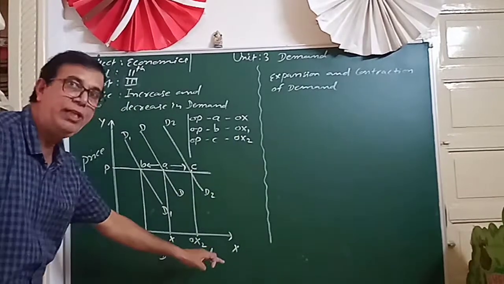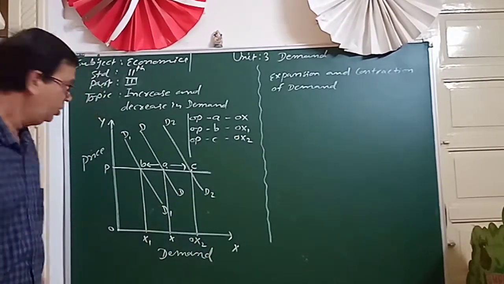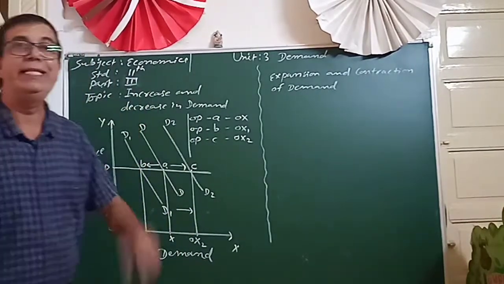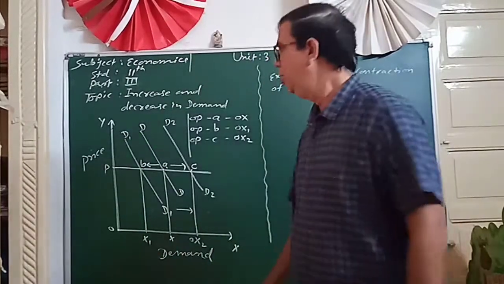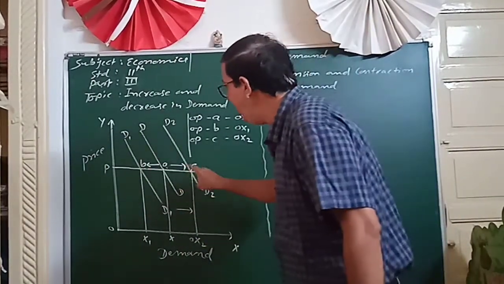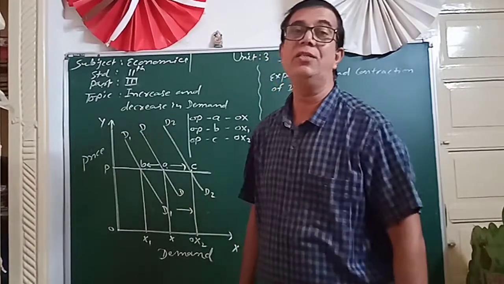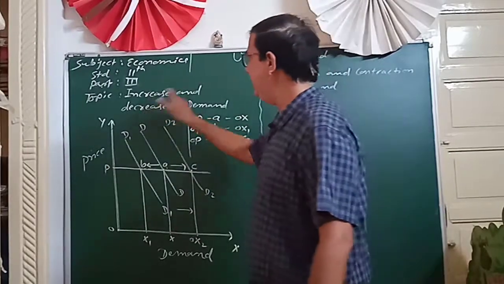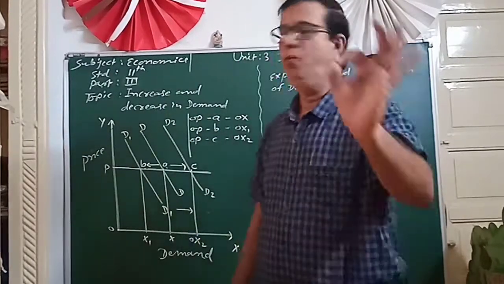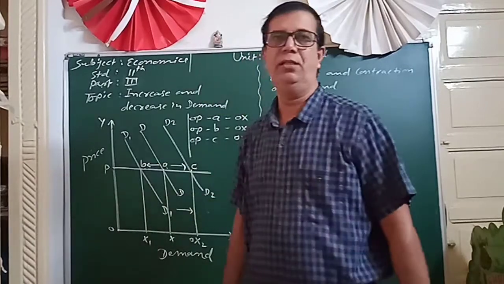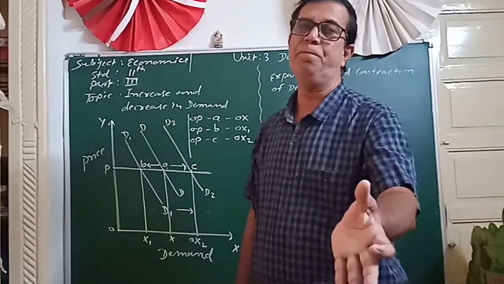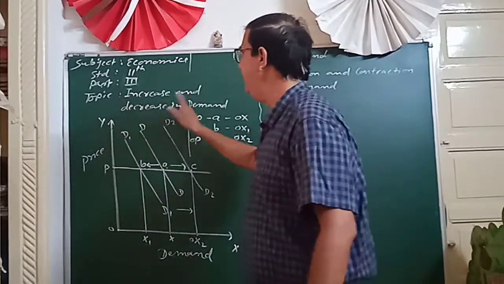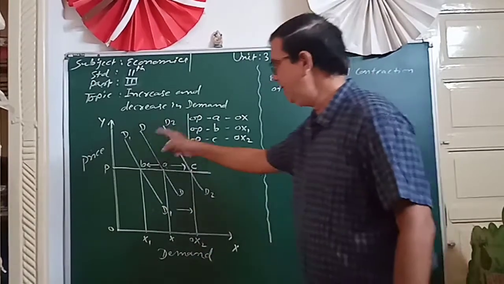So OX2 is more than OX. So this is known as increase in demand. In increase and decrease in demand, only the equilibrium point as well as the demand curve change. Once again, what is increase and decrease in demand? When price remains constant and because of other factors there is a change in demand, that is known as increase and decrease in demand.